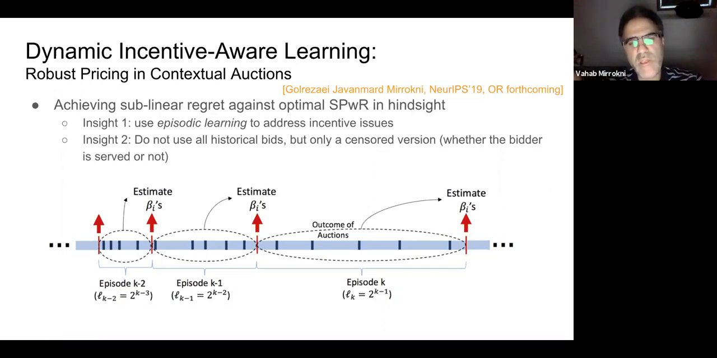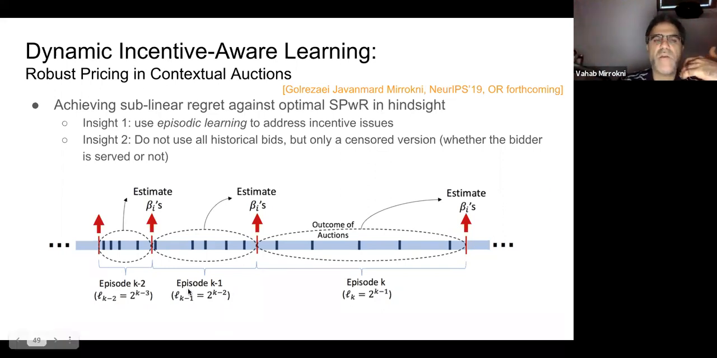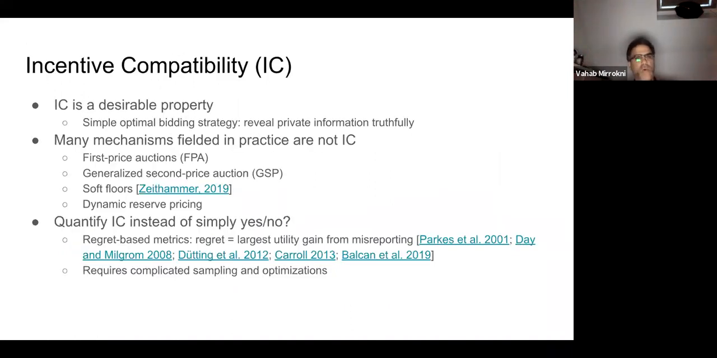So here the ideas are to use episodic learning and to address incentive values. For each episode, in order to come up with the price for that episode, what we use is not the historical bids, but a censored version of the data. So for example, we only use the fact whether a bidder won or not in the previous episode with some bids. So with this, we minimize the amount of data dependency, and with that, we can get some incentive compatibility properties. So we talked about incentive compatibility here, and I have 5 minutes.